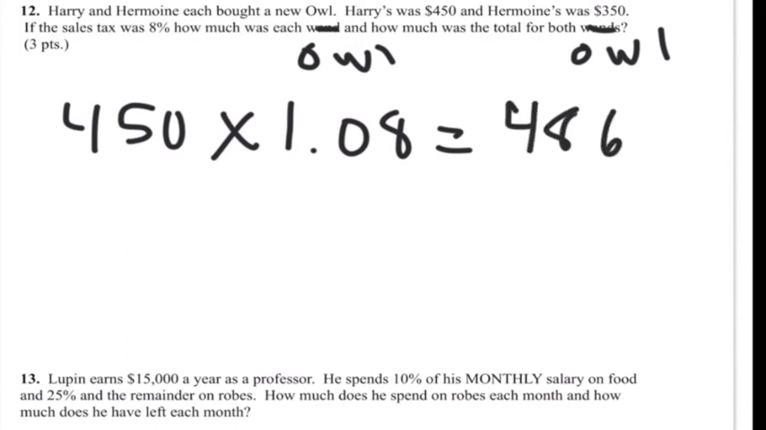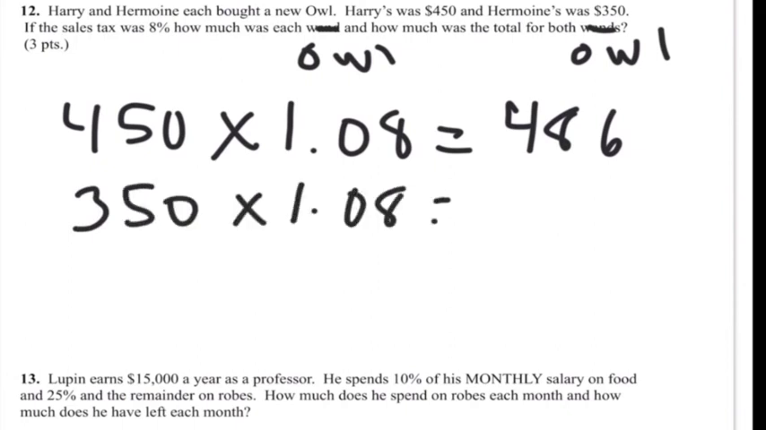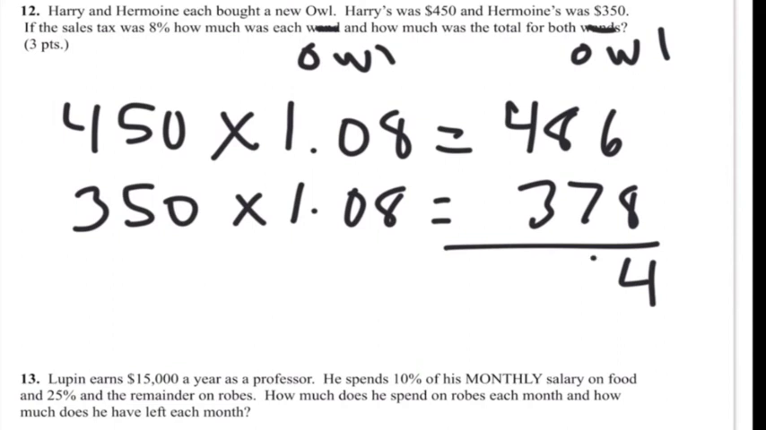Hermione's going to be $350 times 1.08, and her total, if I do it real quick on my calculator, is going to be $378. Now to get the total for both of them, so that's the total for each, and if you get the total for both, you just add it up. 4, put 1 up, that's 6. So it's $864 for both of them.